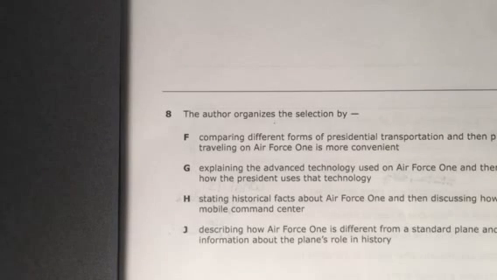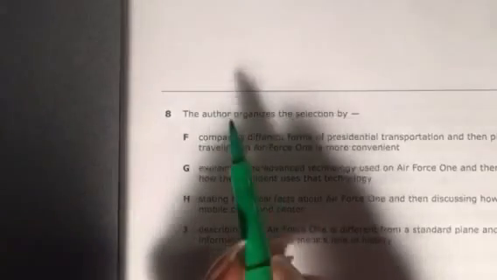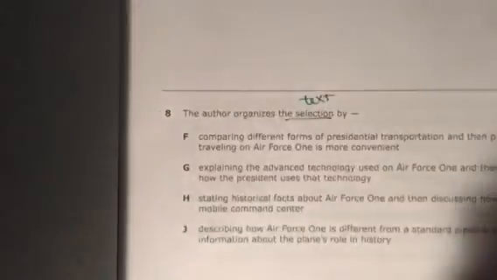Okay, if you're watching this video, it's because you got number 8 wrong. You answered number 8 incorrectly. So the question asks, the author organizes the selection by. All right, so this is asking, how did the author organize the selection? They mean the text or the story that we're reading.